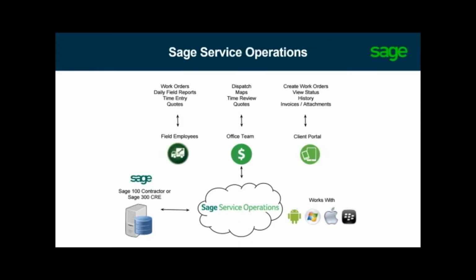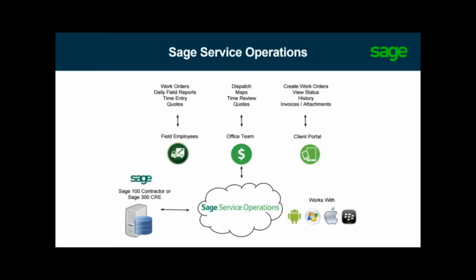Your users simply need to log into the website via browser by phone, tablet, or laptop, and then access the website with the provided access to work order-related information in real time. So there are three main functional roles in which Sage Service Operations is used. The field employee is really going to be empowered to create work orders. We even have the ability to write daily field reports, submit time entries, and quote directly from the field. Again, all this writing directly back into Sage 300 CRE.